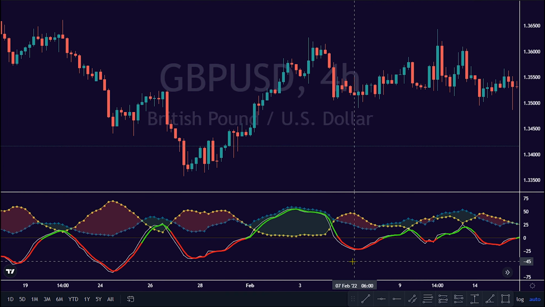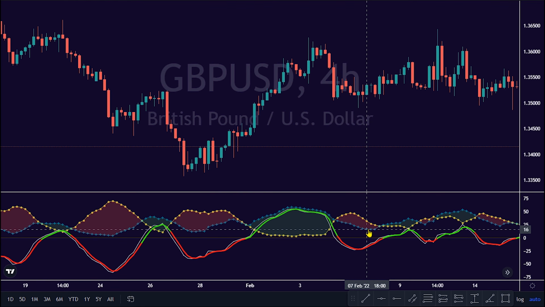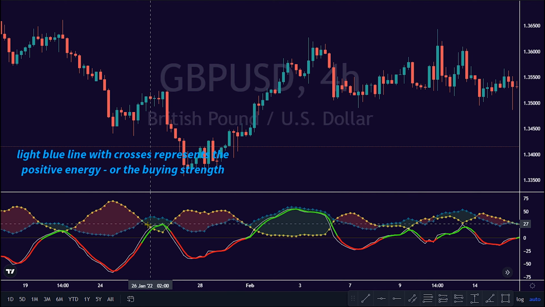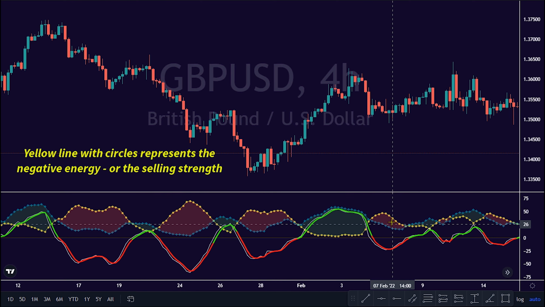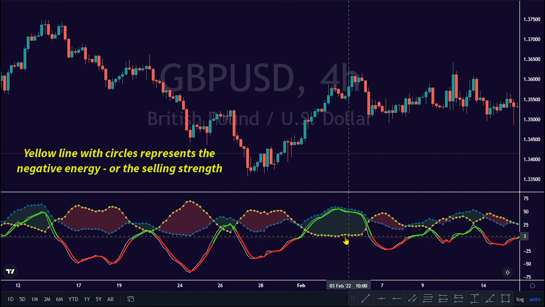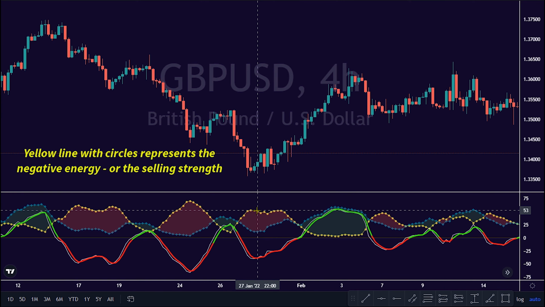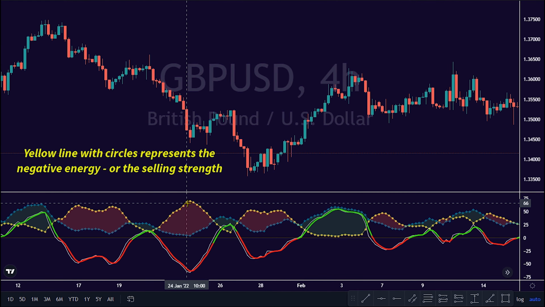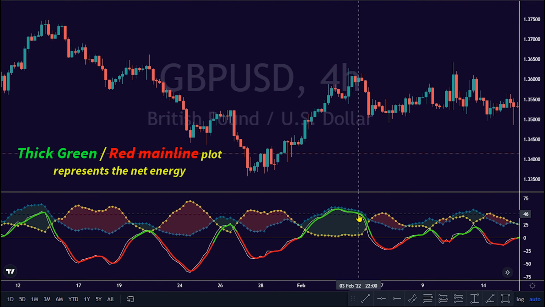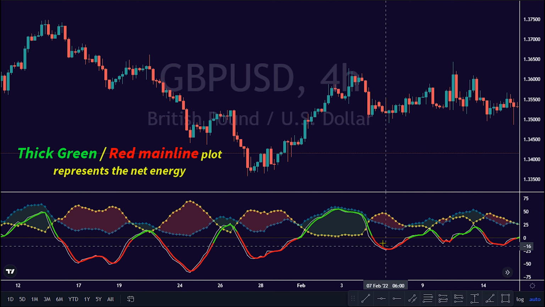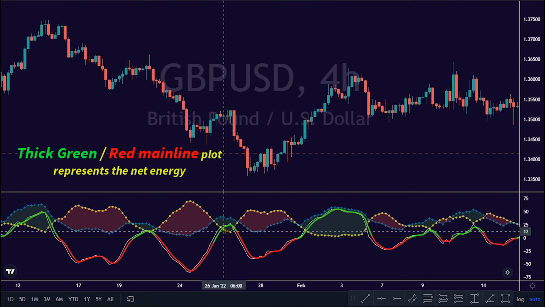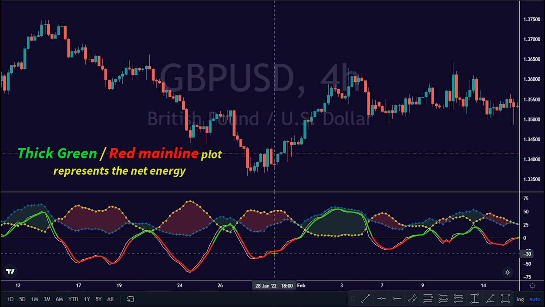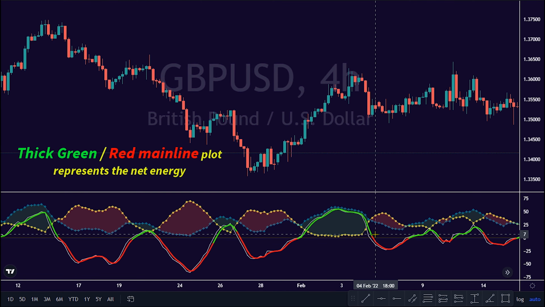How does this trading indicator work in the market? The light blue line with crosses represents the positive energy, or the buying strength. The yellow line with circles represents the negative energy, or the selling strength. The thick green-red mainline plot represents the net energy. Generally, the main signal to be looking out for is when the thick green-red mainline crosses 0 up or down.